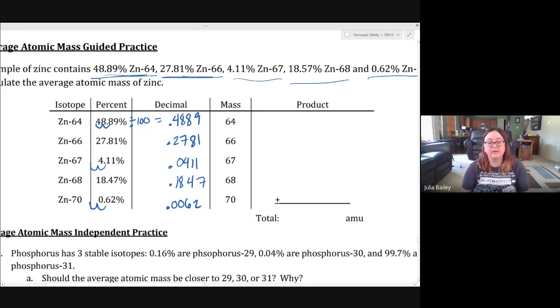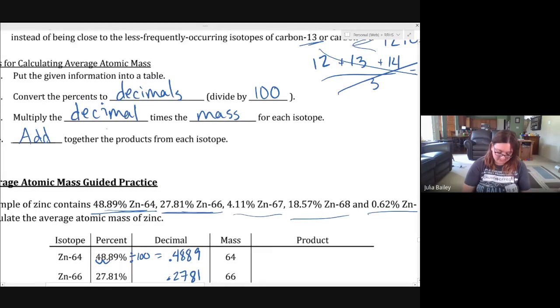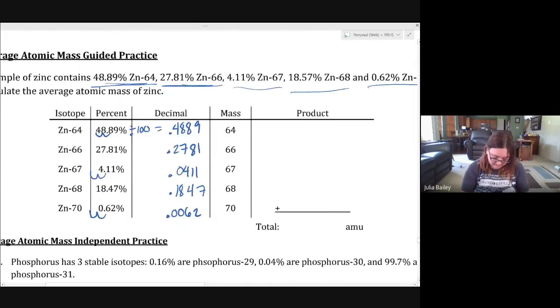Your next step is to multiply the decimal that you just found times the mass. So we're going to multiply 0.4889 times 64, and we're going to get some number. We're going to multiply 0.2781 times 66, and we're going to get some number, so on and so forth for this whole part of the chart.